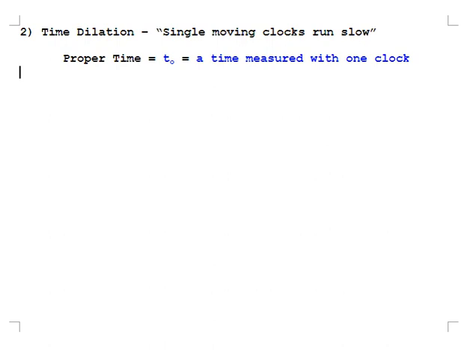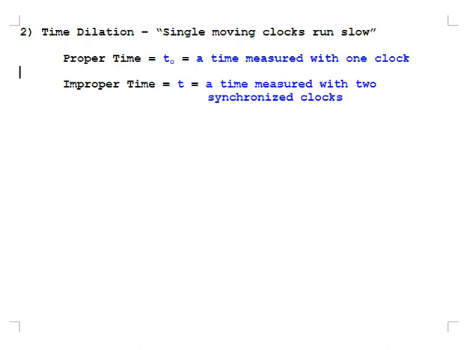That is called proper time, which is actually a misleading name, I think, because proper makes you maybe think that it's the correct way to measure time. But it's not. It's just one option of how you can measure how long an event takes. The other option, which is called the improper time, which is certainly a misleading name because improper makes you think that it's wrong, but it's not. It's simply another way to record how long an event takes, and this is weird. That would be the time measured with two synchronized clocks.